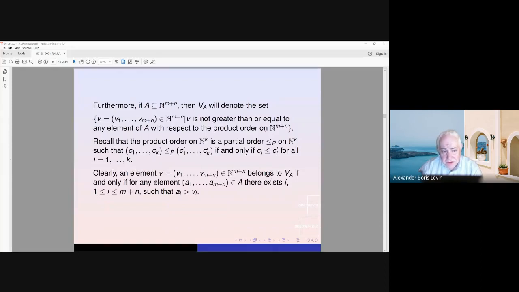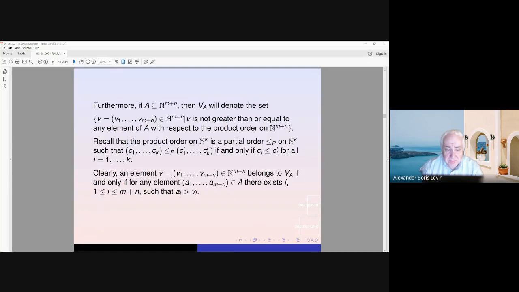It's a partial order such that one vector is less than another one if each coordinate of the first vector does not exceed the corresponding coordinate of the second vector. It's not a total order. It's a partial order, because if you look at the pair (1, 2) and the pair (2, 1), neither of them is greater than the other with respect to the product order.